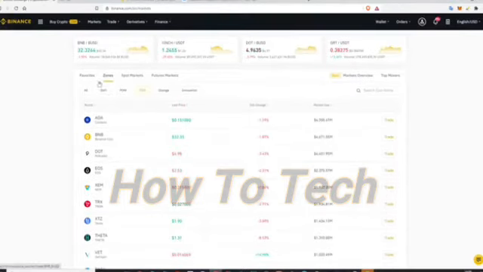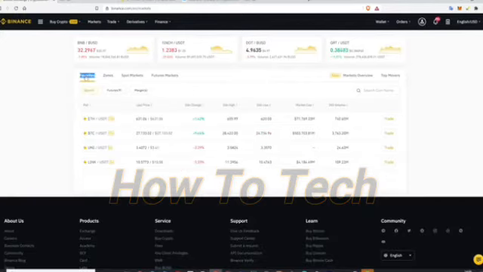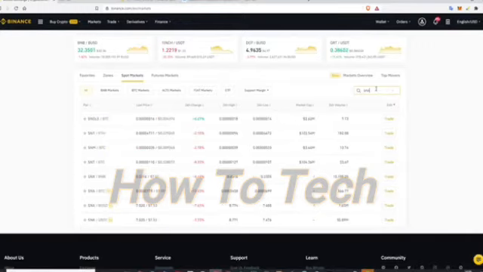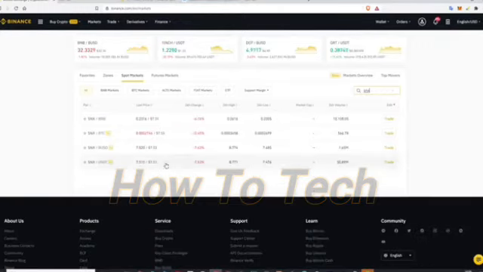So enough for the markets. Let's go back into, and by the way, you can also, let me just go to spot. You can always search here if you want something specific that you cannot see. For example, if I want to see SNX, I need to simply just type it, and it will show me all the pairs available with SNX, and then I can trade them. Okay, enough of that stuff.